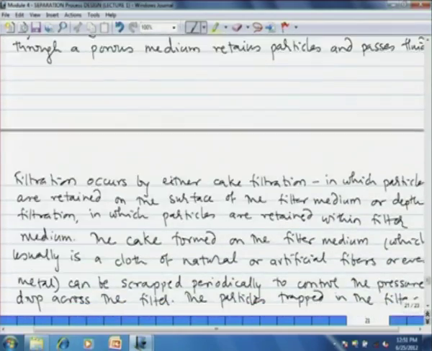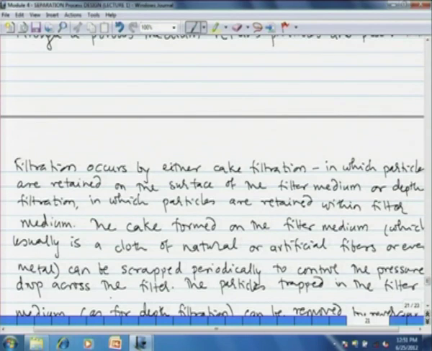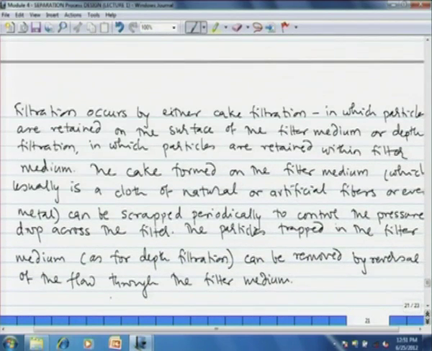The filtration occurs by either cake filtration, in which the particles are retained on the surface of the filter medium, or depth filtration, in which the particles are retained within the filter medium. The cake formed on the filter medium as the filtration proceeds, okay, it offers additional resistance to the fluid flow.